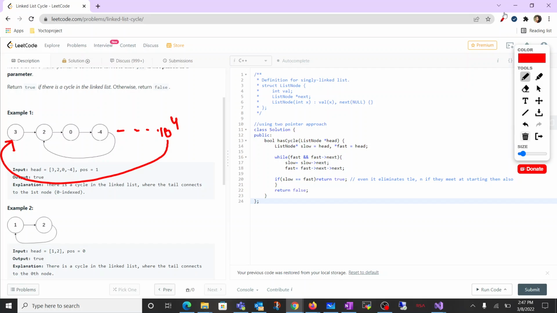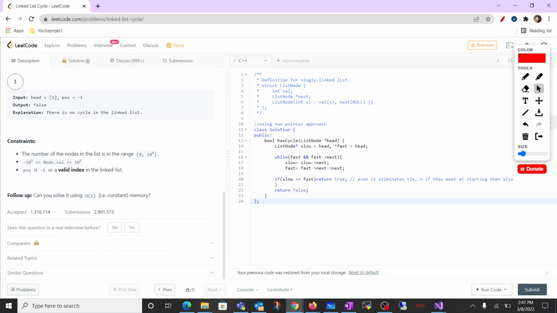So that's why we are required to have a solution which could eliminate that particular condition. And then the values of the nodes could be negative and positive also, but presently we are not concerned about the values. And then pos is -1 or a valid index in the linked list. But here, as pos is not passed in our function and it is not giving us anything to detect the cycle, we are not much concerned about this fact also.